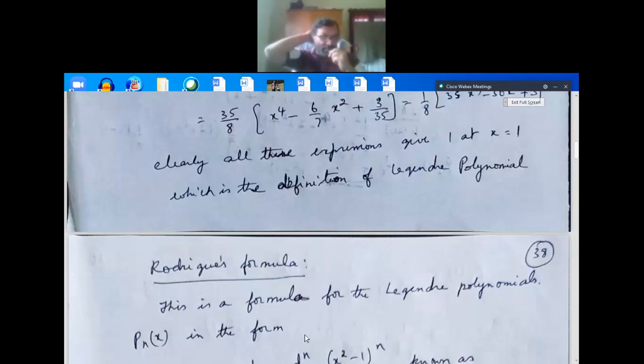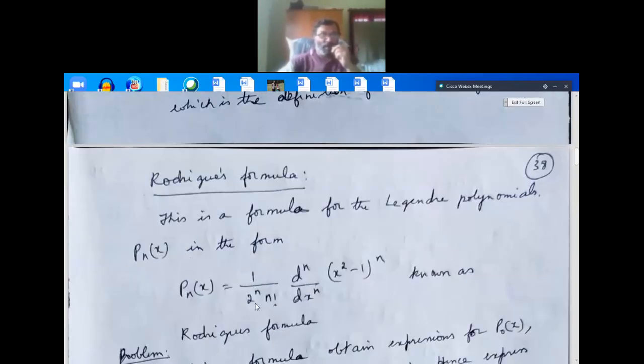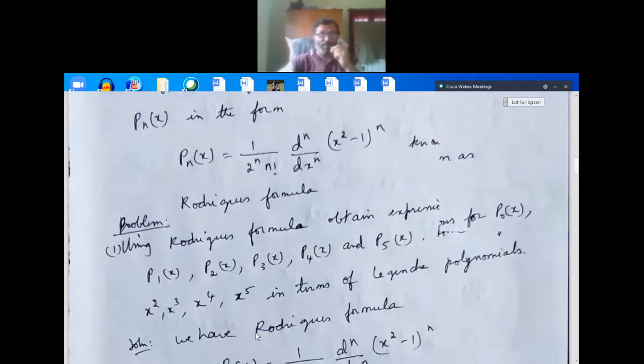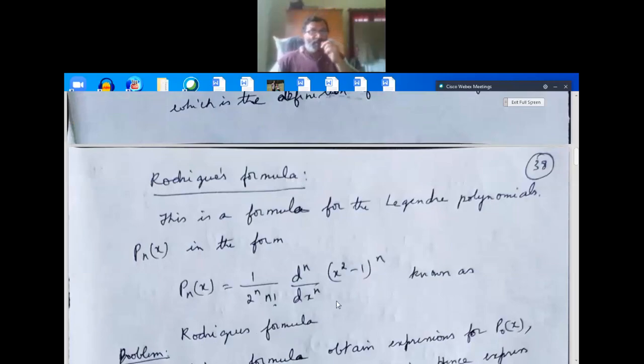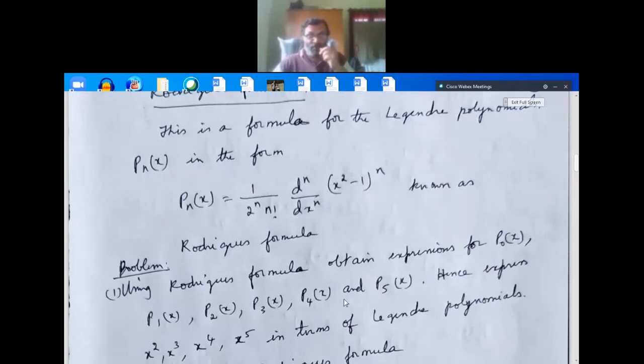We'll see that. This type of questions will come in the exam. So what is that Rodrigues formula? Pn of x is equal to 1 by 2 power n into n factorial, nth derivative d power n by dx power n of x squared minus 1 power n. For this, derivation is not necessary. In the exam they will not ask for it, so it is not derived.